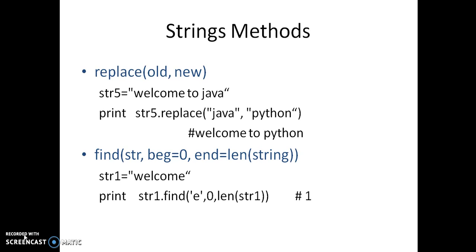The next function is find. It has 3 parameters. str is the first parameter, the string to be found, beg is the beginning index, and end is the ending index. The default for beg is 0 and for end is the length of the string. It finds whether the given string is available in our required string or not. If it is available, it gives the index of the string found in our string.